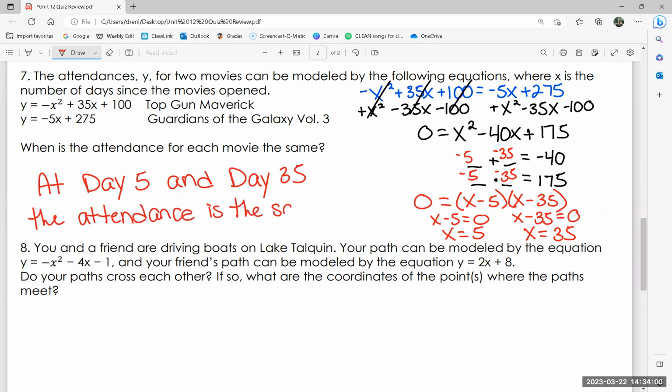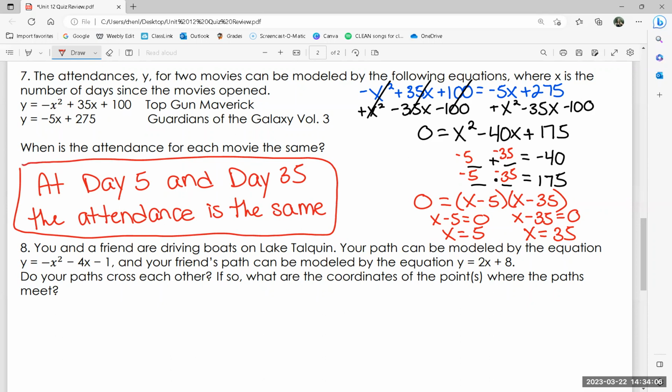So you can maybe argue that they're equally as popular. However, that gets into how the attendance was modeled with a quadratic function versus a linear function, but we're not going to get into that.